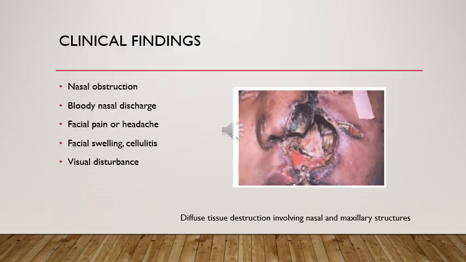So what are all the clinical findings you will be able to observe in a mucormycosis patient? The first and foremost is nasal obstruction. This is the early sign. The patient develops nasal obstruction as soon as the fungal organism enters through the nasal cavity, and you will be able to observe bloody nasal discharge and facial pain or headache, and sometimes it may even lead to facial swelling or cellulitis. When the growth is enormous and it is involving the orbit, there will be some amount of visual disturbance as well.